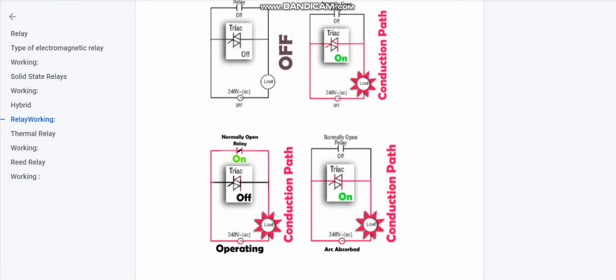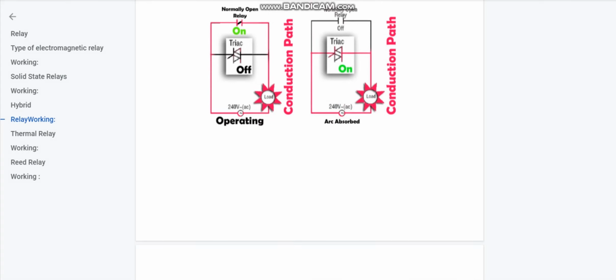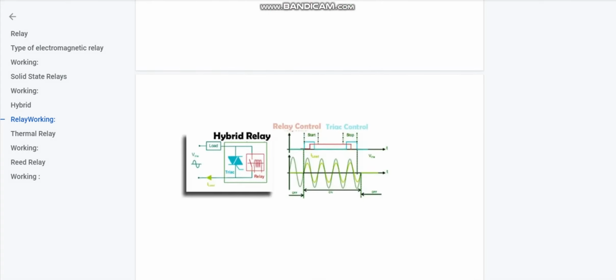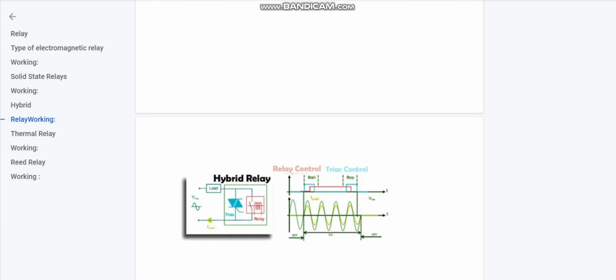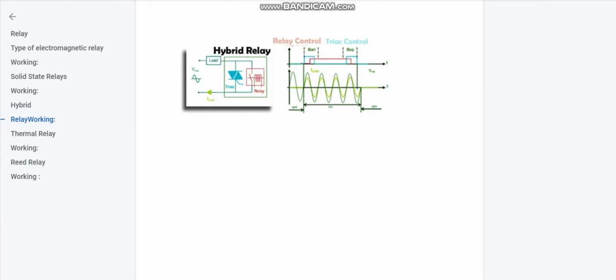The triac conducts for the last AC cycle to eliminate any arcing when the relay opens. At 0 volts of the sine wave, the triac is turned off. The above figure shows how each switch is controlled to drive the load.